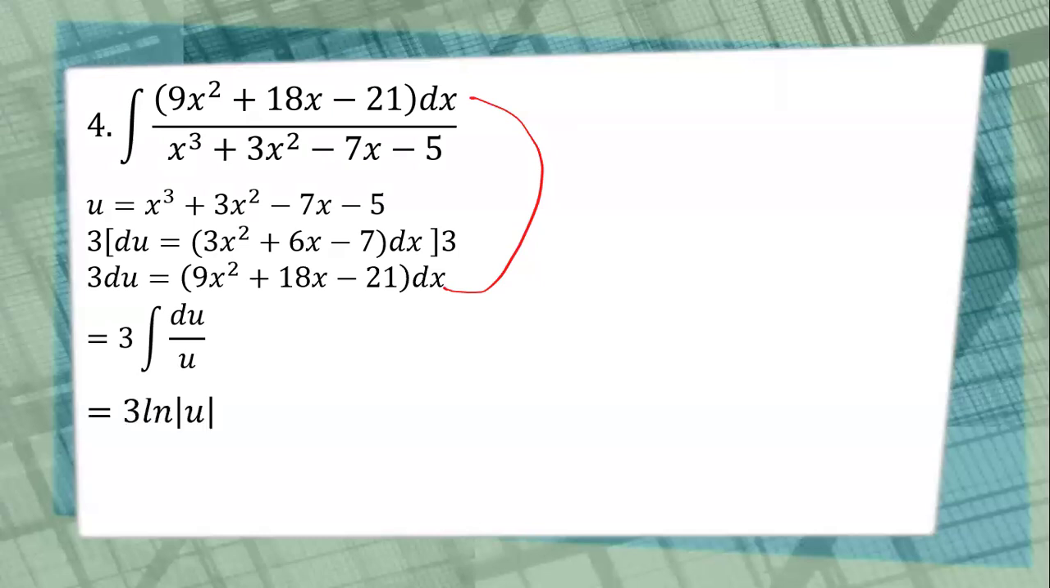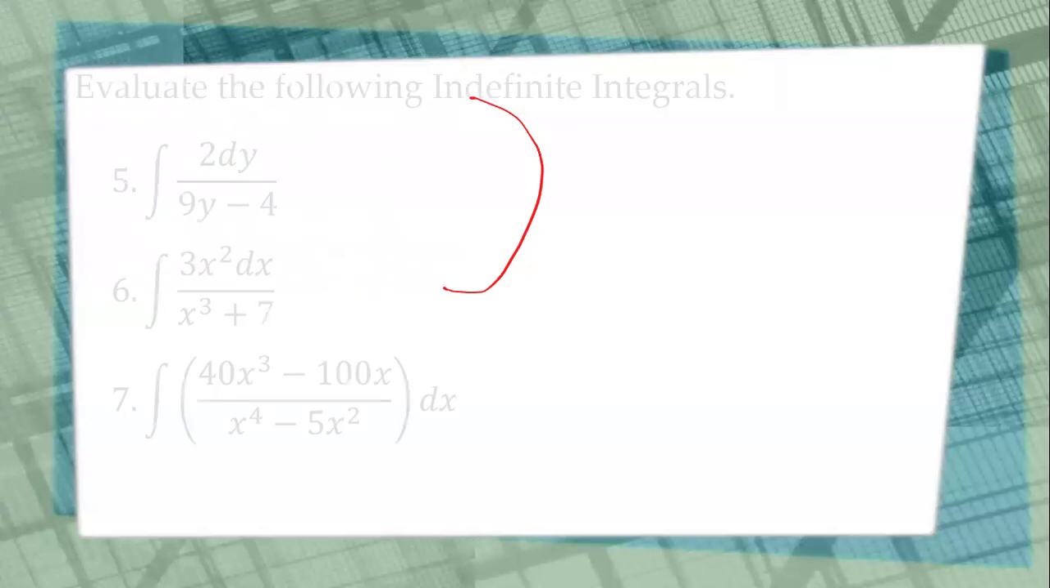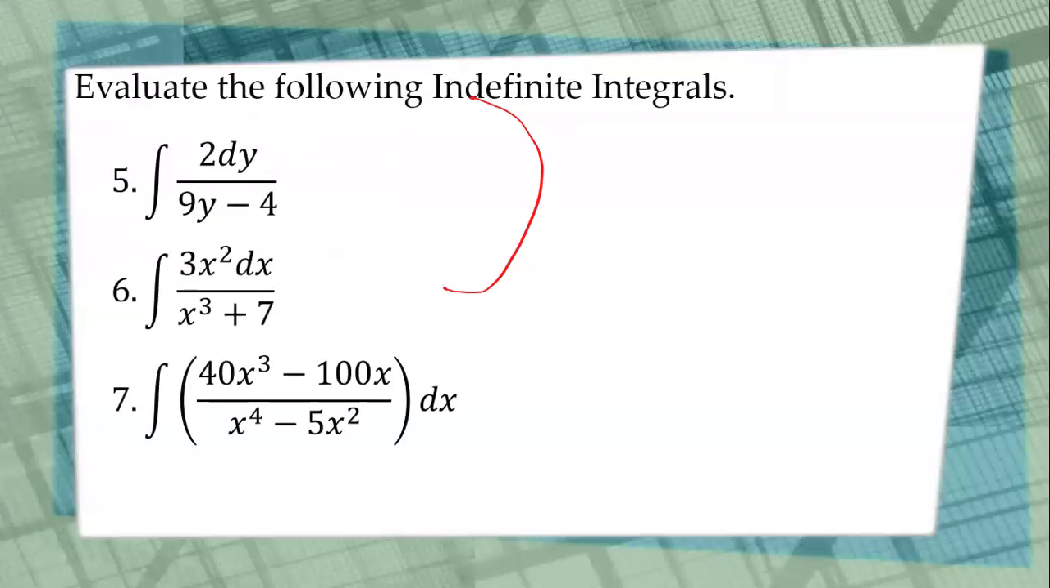Next, we answer the integral of du over u. That's an ln of the absolute value of u. And then we replace again by the u function. We have 3 ln of x cubed plus 3x squared minus 7x minus 5 plus c. So that is how easy it is. I hope you can follow. Can you try the following examples? Yes, you can try on your own.